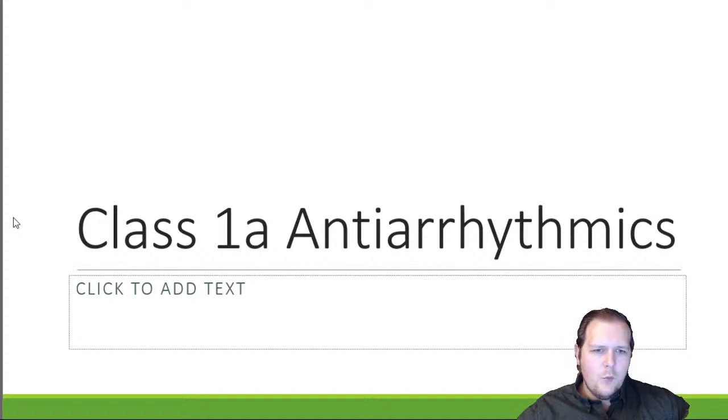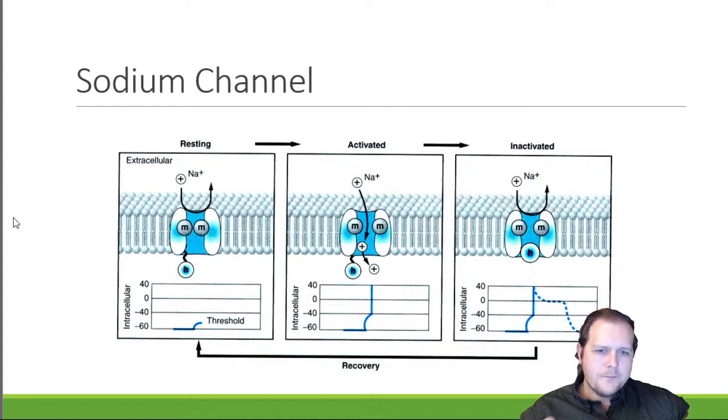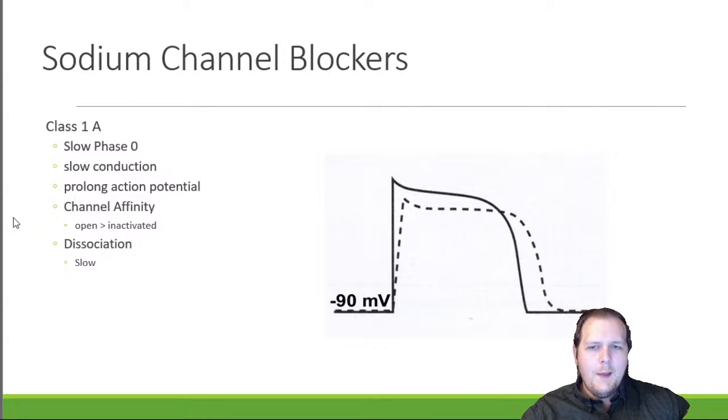So let's get into our class 1A antiarrhythmics. As I mentioned, sodium channels have 3 states. There's the resting state, where an action potential can come along and trigger them to open up. There's the activated state, where they're open and sodium's flowing in, and then there is the inactivated state, that refractory period. What happens if you introduce a sodium channel blocker? And again, these can affect arrhythmias both in the atria and the ventricles.